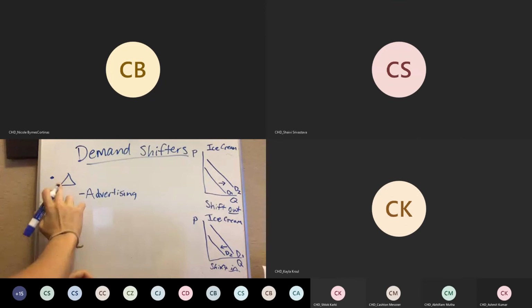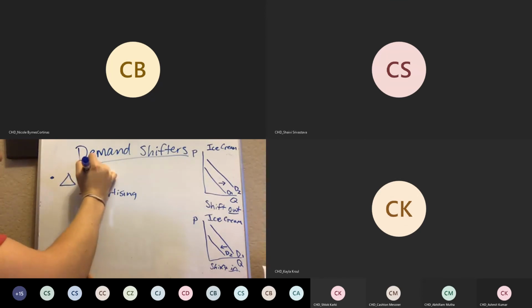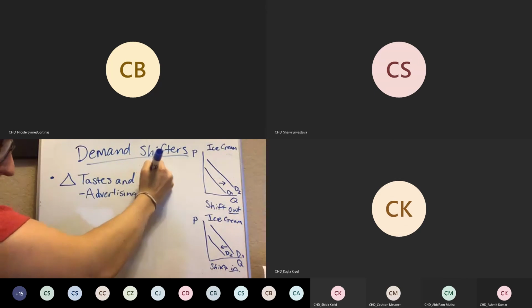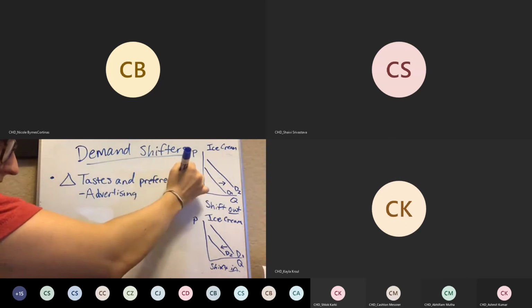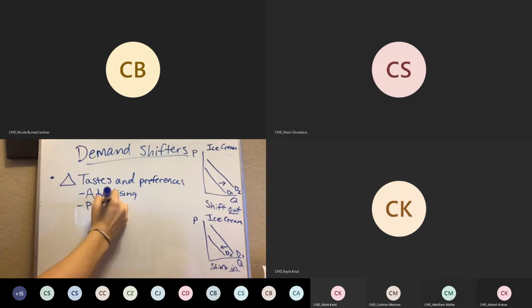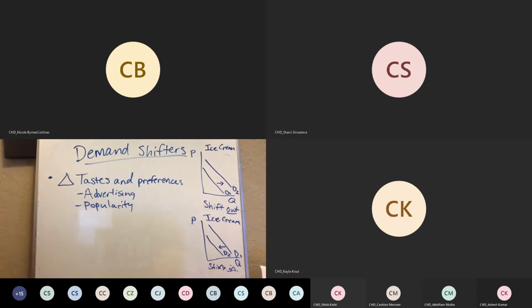So yeah, that would also fit under the same one as advertising. What we call tastes and preferences. Tastes and preferences. Good, yeah. So like popularity of the product, right? A change in popularity. Okay. Good, okay. So tastes and preferences. So this is gonna be kind of our catch-all category for all sorts of like, things about people's feelings that affect how much of this good they want to buy.